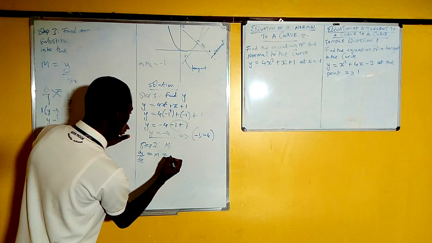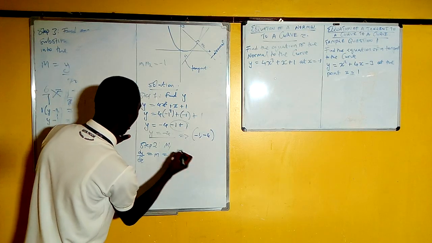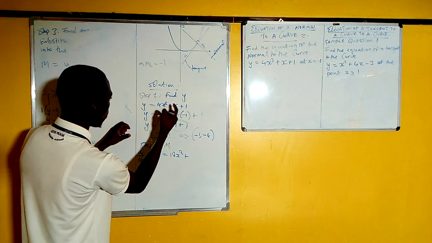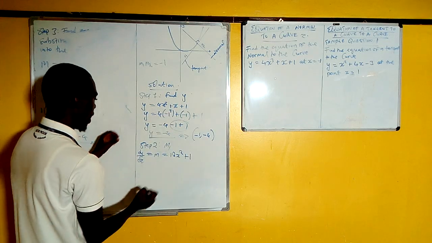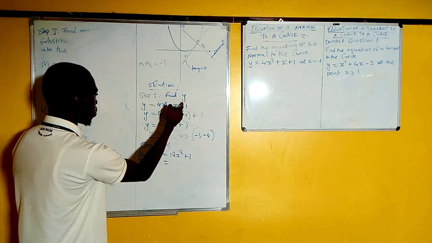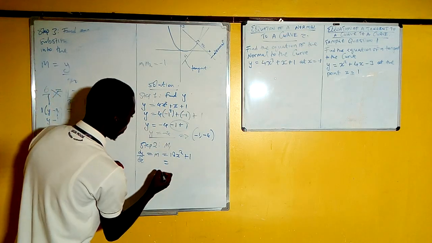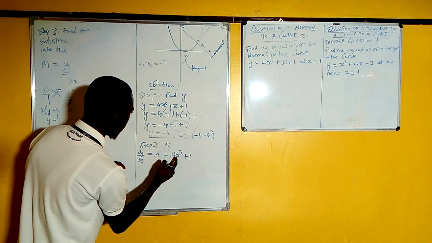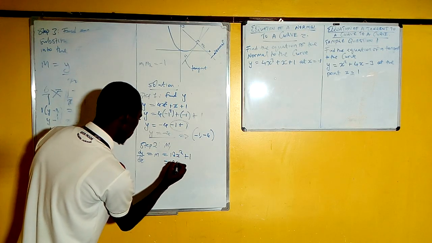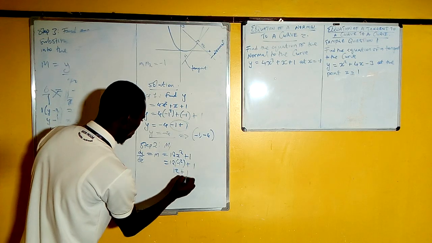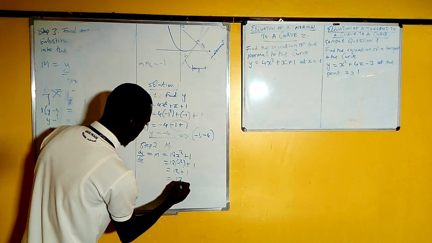The 3 comes down. We are going to have 12x squared plus 1, and it ends there, because 1 minus 1 will give us 0. Anything to the power 0 is 1. So that is to find the gradient, we put the value of x. So it will be 12 multiplied by negative 1 squared plus 1, which will be 12 plus 1, which is equal to 13.